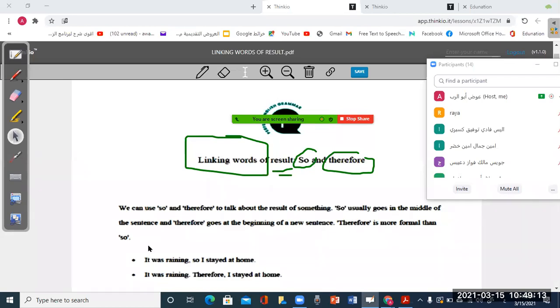Therefore is more formal than so. So this is the rule. So and therefore have the same meaning. They give the result. What follows them is the result. Now so is used in the middle of the sentence, and it always comes with a comma. Look at it here. You need to use the comma, otherwise it's wrong. Whereas if you use therefore, it comes between 2 sentences. Between 2 sentences, therefore has a full stop before it and a comma after it.